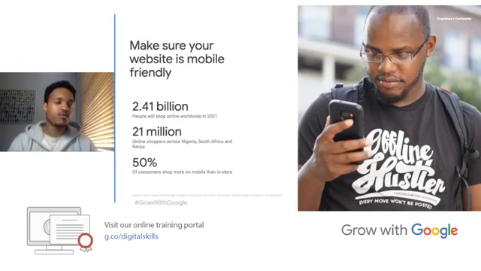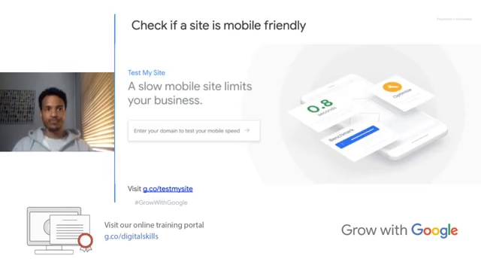If you have a website already and it doesn't work well on mobile, adjust it, because you may be losing a couple of customers this way. And as you can see here, some other figures: 21 million online shoppers across Nigeria, South Africa, and also Kenya, and 50% of consumers shop more on mobiles than in store. So if you have an e-commerce website, you're selling stuff and it doesn't work well on your phone, you're losing customers. And that's a big statement here that we've got from the statistics that we have on the presentation.